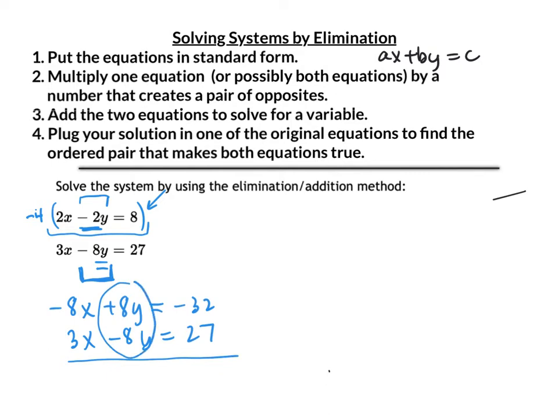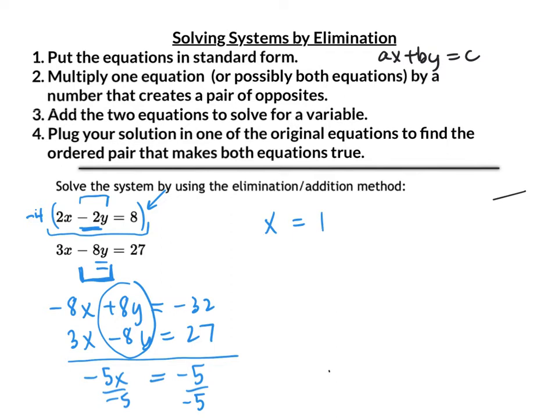And if I add straight up and down, 8y and negative 8y make 0. So let's add. Negative 8 plus 3 is negative 5x. Positive 8y and negative 8y make 0, so I can forget about that. Equals negative 32 plus 27 is negative 5. And now I can solve for x. Just divide both sides by negative 5. And I see that x equals 1.